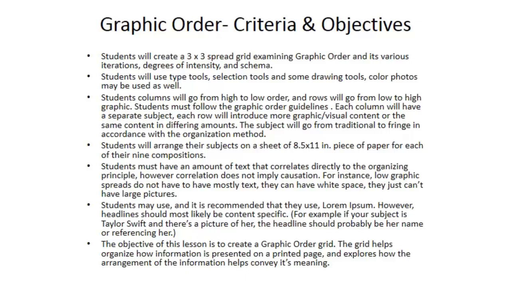So you'll be designing that 9 different times, and for each column you'll have a different subject. So you only have to find 3 subjects, and you'll organize your folder so that you have enough pictures of each subject, and your subject should match your order or your organization method for each column. So for low order, you probably want to pick a subject that's on the fringes, and for high order you're probably going to pick somebody who's a little bit more traditional.